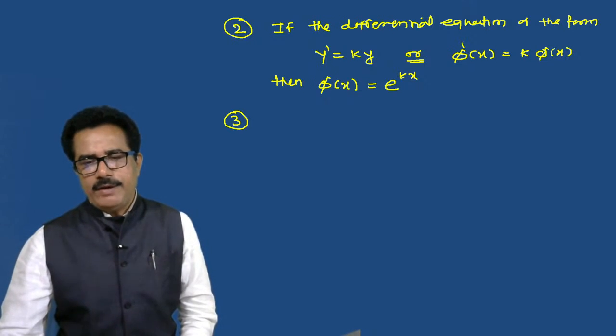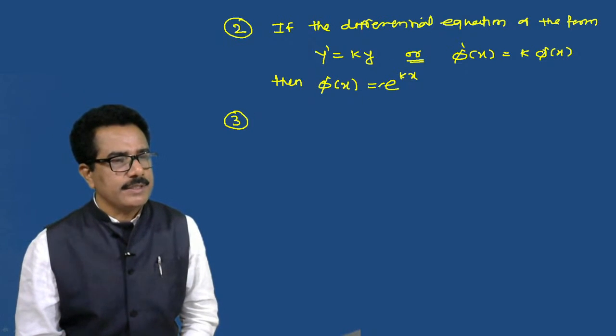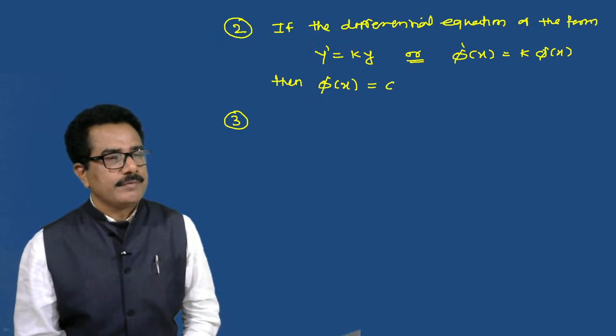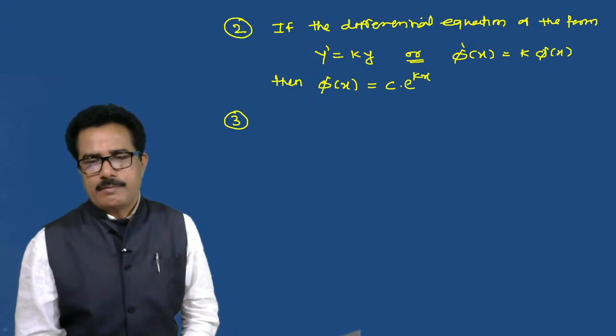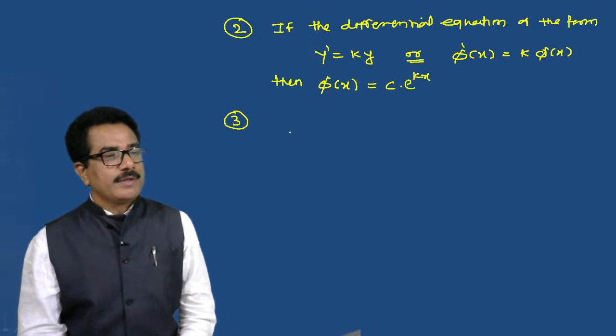phi of x is equal to c into e raised to kx. Write c here, c means arbitrary constant. So we can write this also.